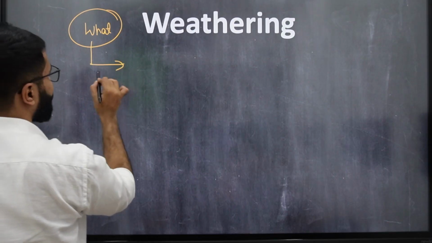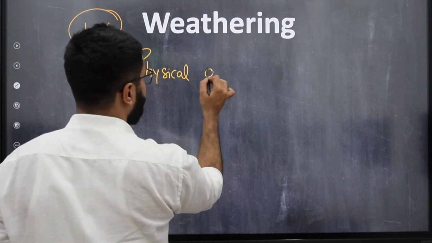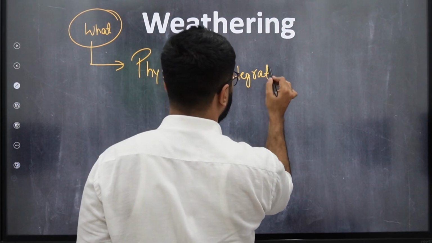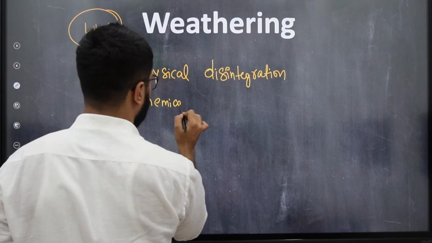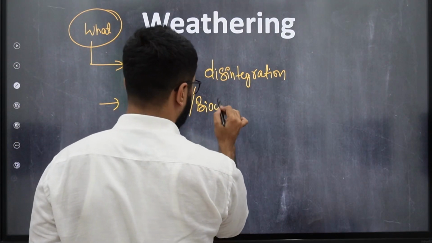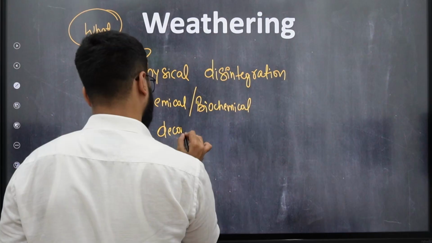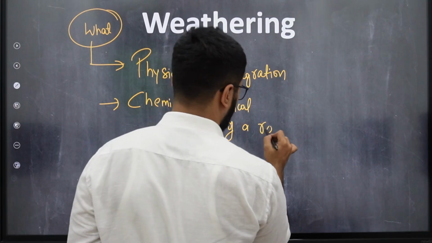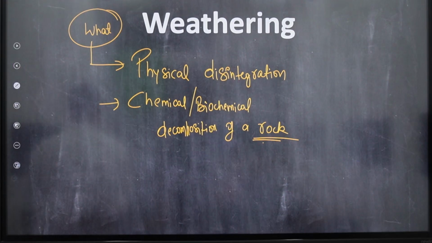So weathering, when we define it, we say that it is the physical disintegration, the chemical or biochemical decomposition of a rock or a crustal material. All right. So this is how we define weathering.